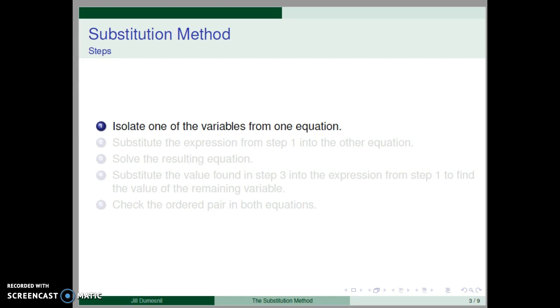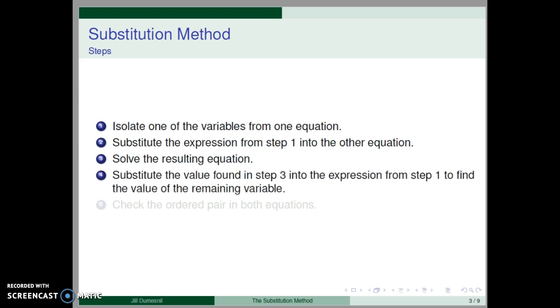First, isolate or solve for one of the variables from one equation. Next, substitute the expression from step 1 into the other equation. This creates an equation with only one variable. Solve the resulting equation. Then substitute the value found in step 3 into the expression from step 1 to find the value of the remaining variable. Finally, check the ordered pair in both of the original equations.